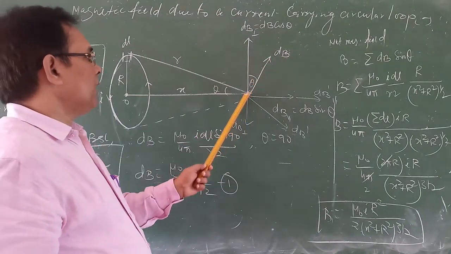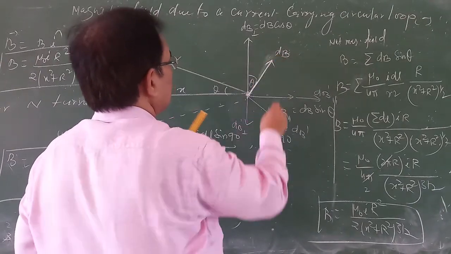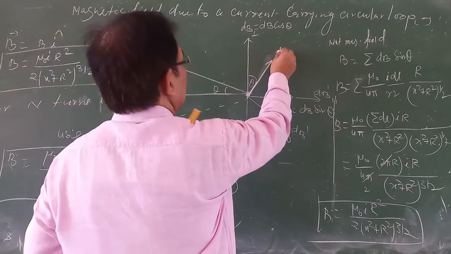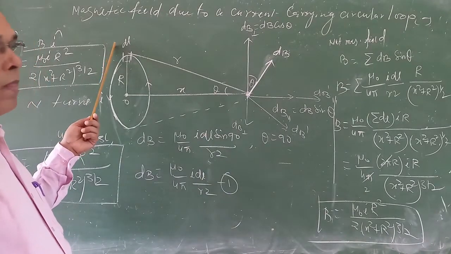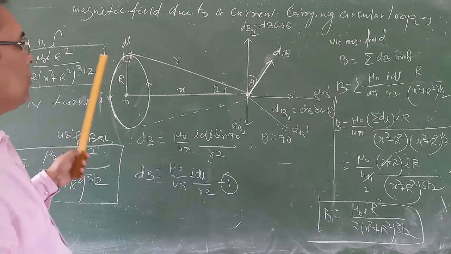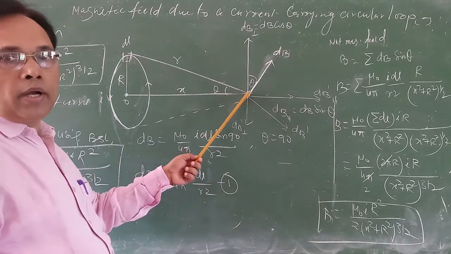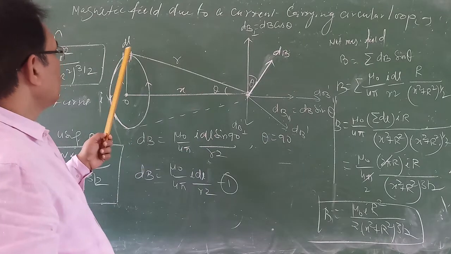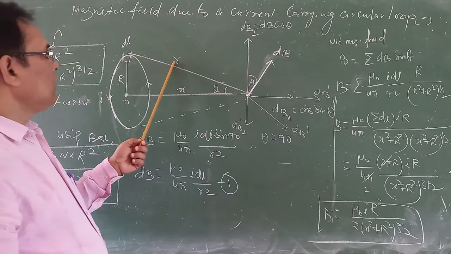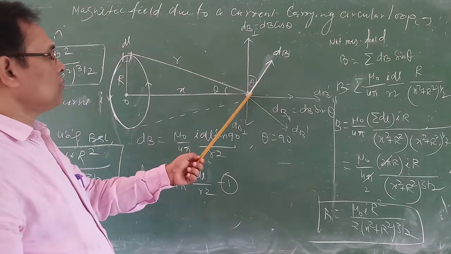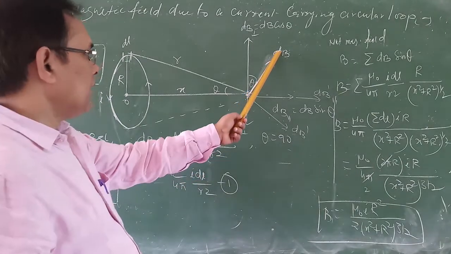Let dB be the magnetic field which acts in this direction. This is the direction of the magnetic field, a small magnetic field due to a small element dl. We have to find the magnetic field at this point, and let the distance from this current element I dl be r. The magnetic field is directed in this direction.